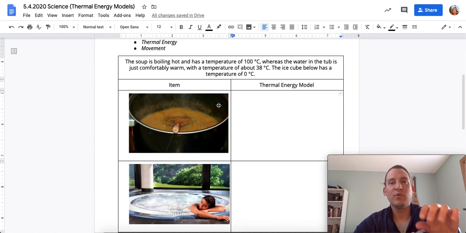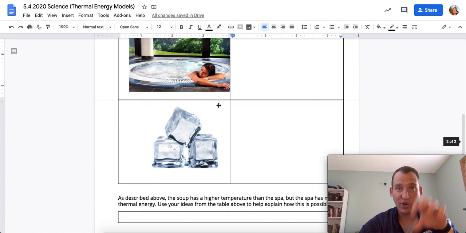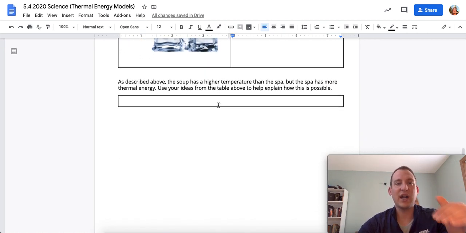Today, what you need to do is create those thermal energy models for the three different items and show how they're different. And then lastly is just this one question. It says, as described above, the soup has a higher temperature than the spa, but the spa has more thermal energy. Use the ideas from your table above to help explain how this is possible.